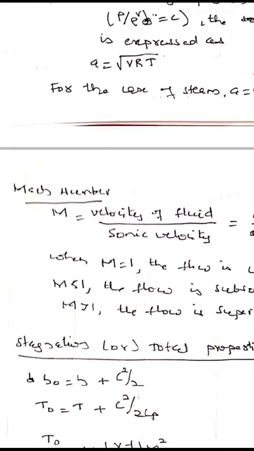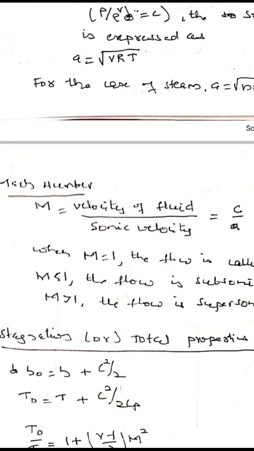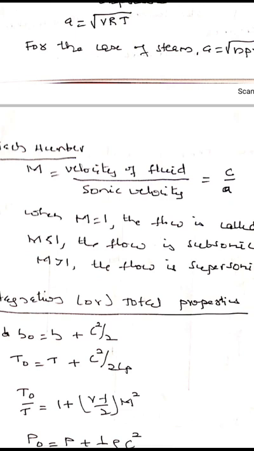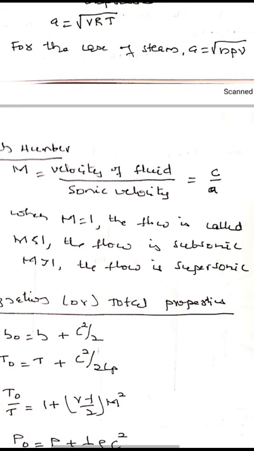Then Mach number is defined as the ratio of velocity of fluid to the velocity of sound. It is C by a. If M is equal to 1, the flow is called sonic. If M is less than 1, it is subsonic. If M is greater than 1, the flow is supersonic.